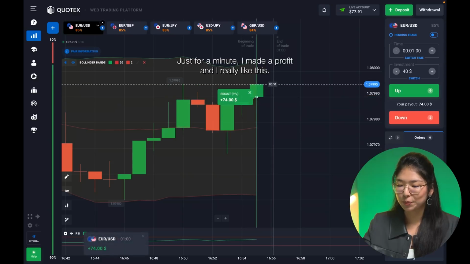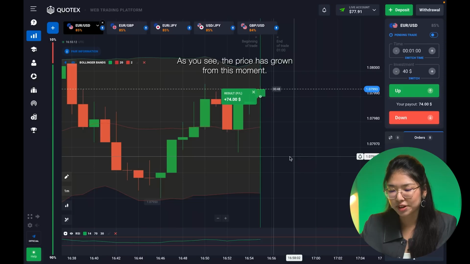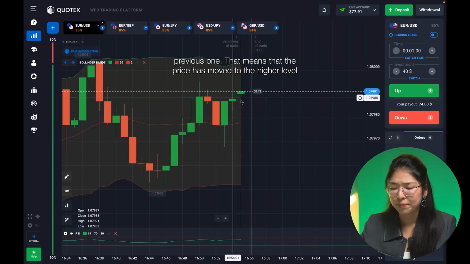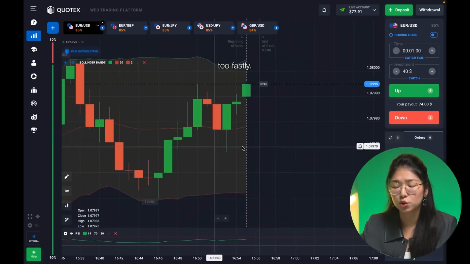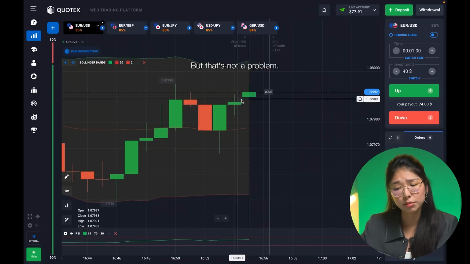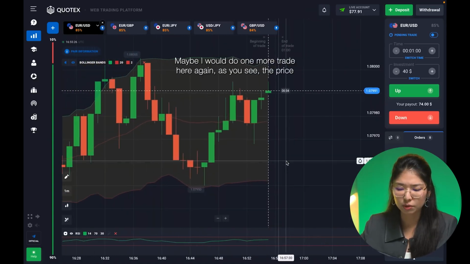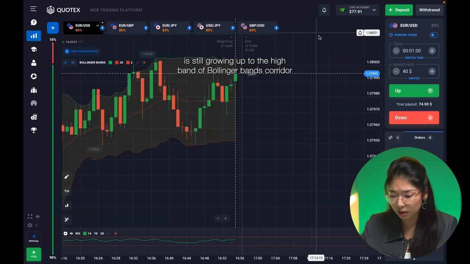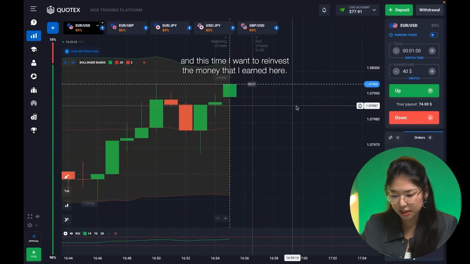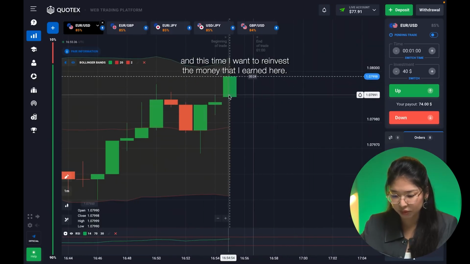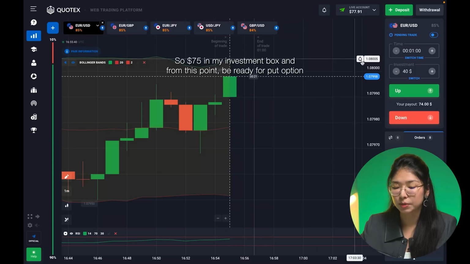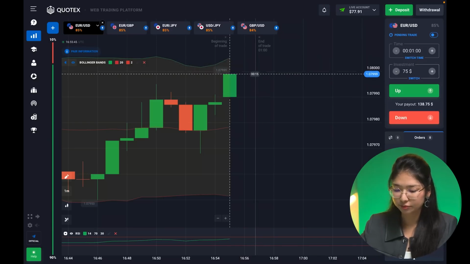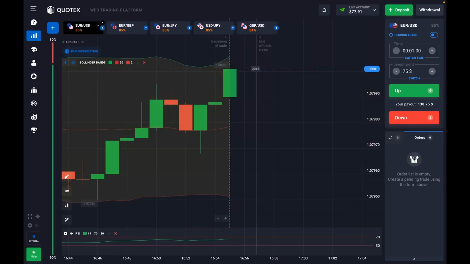Just for a minute I made a profit, and I really like this. As you see, the price has grown from this moment, and I really don't like the gray gap between this candle and the previous one. That means that the price has moved to the high level too fast, but that's not the problem. I really like this currency pair. Maybe I would do one more trade here again. As you see, the price is still growing up to the high band of the Bollinger Bands corridor, and this time I want to reinvest the money that I earned here. So $75 in my investment box, and from this point be ready for put option right now.